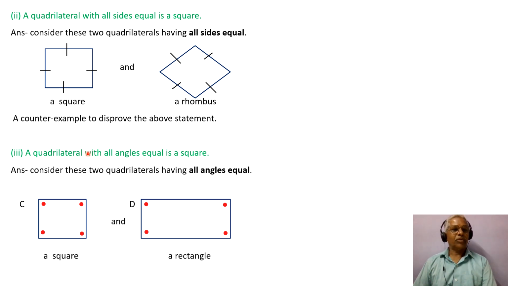Third one: a quadrilateral with all angles equal is a square. This is very easy. Answer: consider these two quadrilaterals having all angles equal. This is a square. Even this figure has all angles equal, but it is a rectangle. So this is a counterexample which disproves the statement.